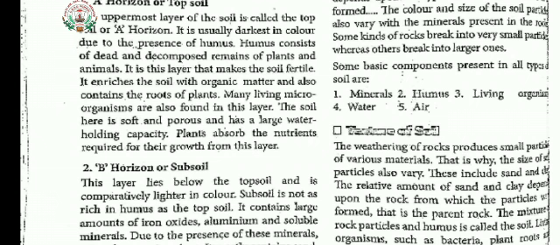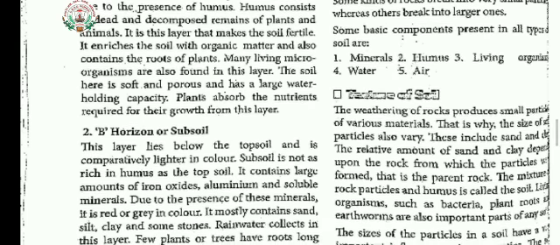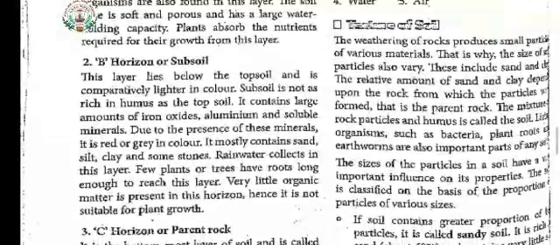The layer that lies below the topsoil is called the subsoil. It is lighter in color. Subsoil is not as rich in humus as the topsoil. It contains a large amount of iron oxides and aluminium, and soluble minerals are also present. Due to the presence of iron oxide and aluminium oxide, it seems to be red or grey in color. It mostly contains sand, silt and clay.